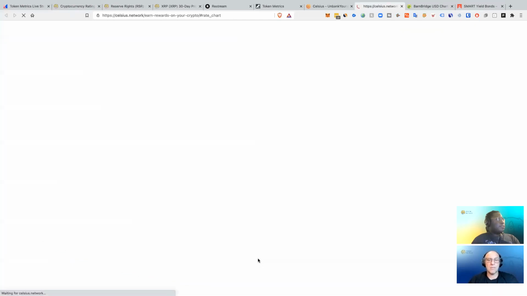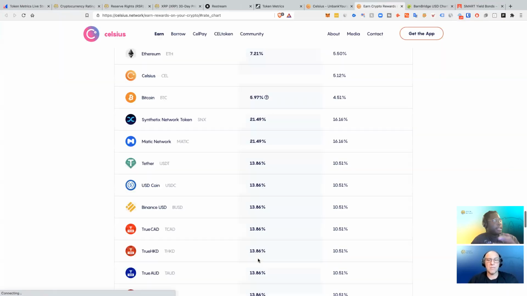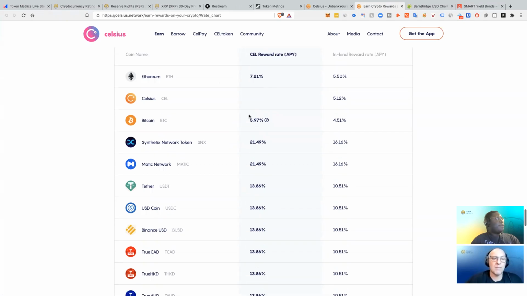Let's do that. So the way this works is you basically are sending your crypto asset to Celsius and you're earning yield. They act as an intermediary. So it's centralized. It's not really DeFi like all the others, right? They take custody of the actual funds. So in this case, if you deposit Bitcoin, this is the APY you would get, right? So think of this as a savings account.